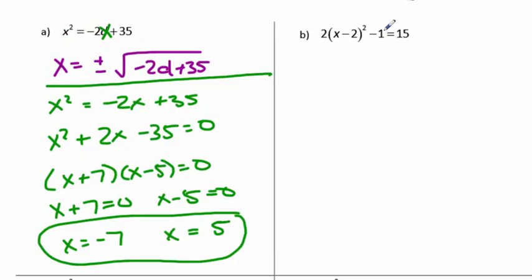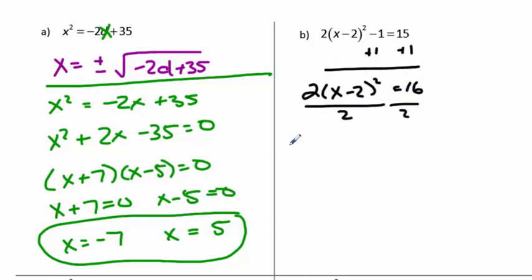In part B, the only variable is inside of a perfect square, so we're going to use the square root method. Add your 1 over. That's 2 times x minus 2 squared equals 16. Divide both sides by 2. I get my perfect square, x minus 2 squared equal to 8. Now take the square root of both sides. X minus 2 equals, when I take the square root, I get plus or minus the square root of 8.